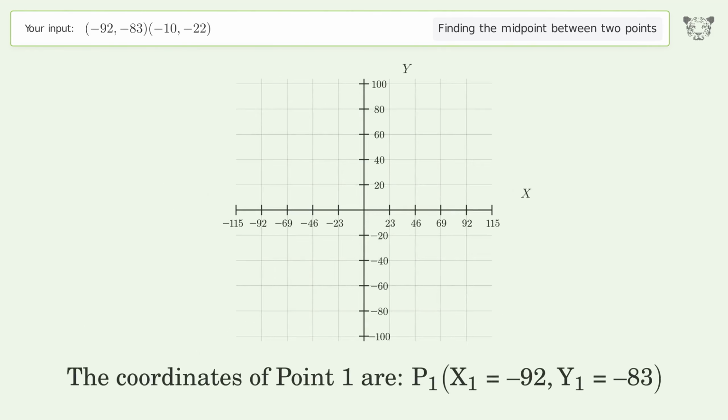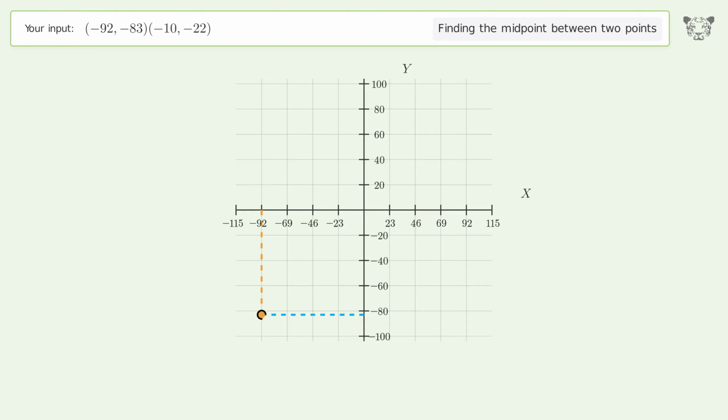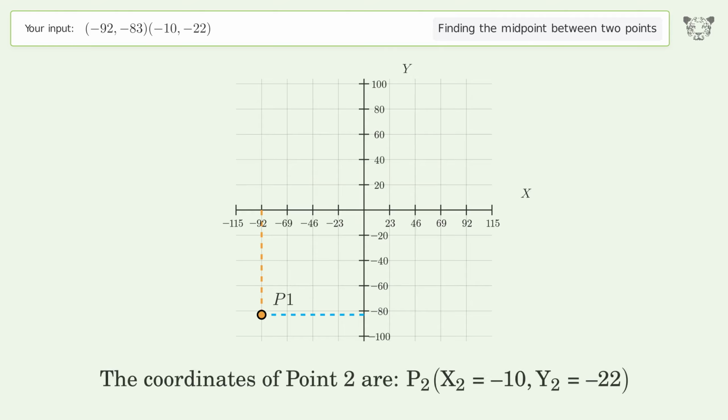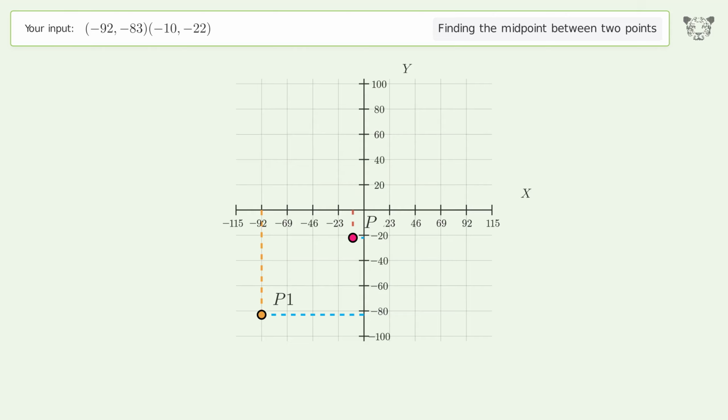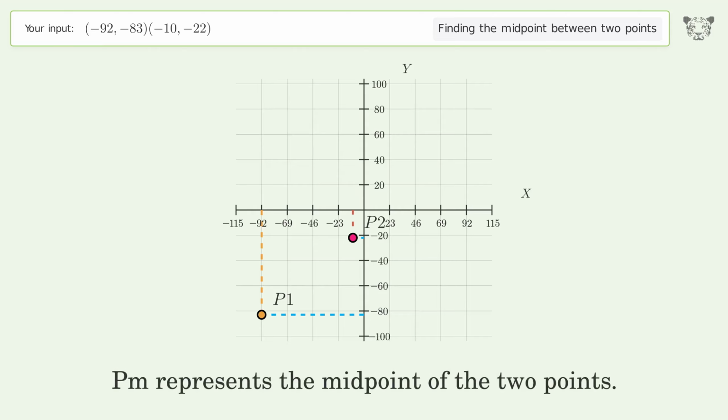The coordinates of point 1 are, x1 equals -92, y1 equals -83. The coordinates of point 2 are, x2 equals -10, y2 equals -22. PM represents the midpoint of the 2 points.